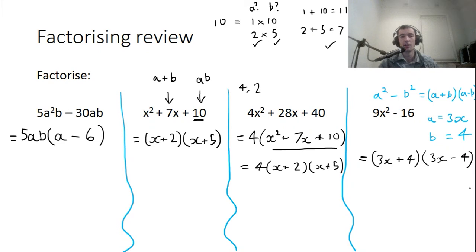Okay, so number 1, first thing, look for the highest common factor. Number 2, see if you can use a rule like this, or perhaps use this method of the quadratic trinomial, which we're using here.